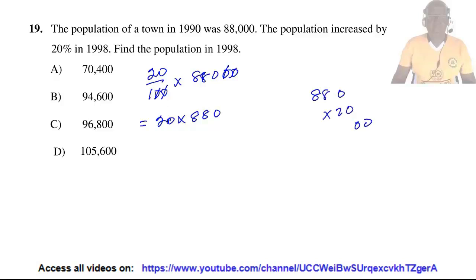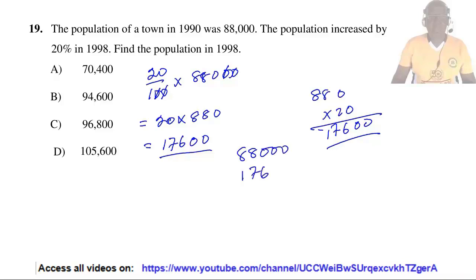The 2 zeros. This time this 16 carry 1, 17. So 17600. Now that is the increase in population. So the population in 1998 is going to be the population in 1990, which equals 88,000 plus 17600. So 105,600. So the answer is D.